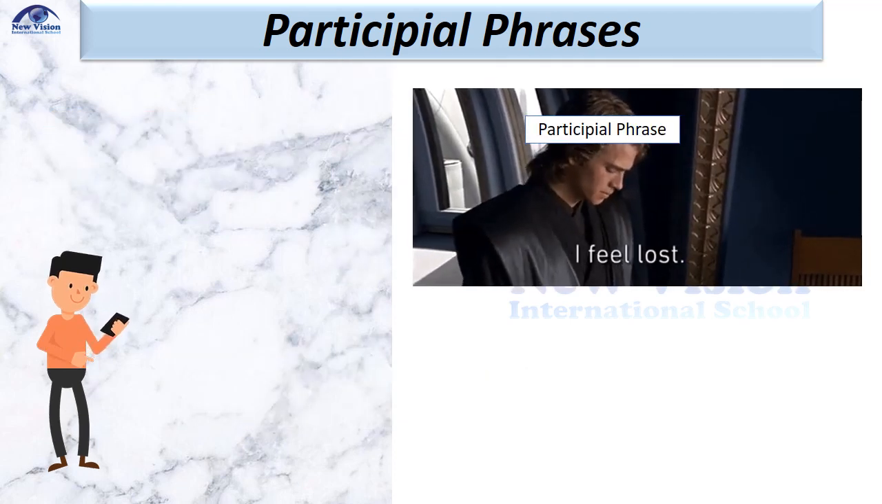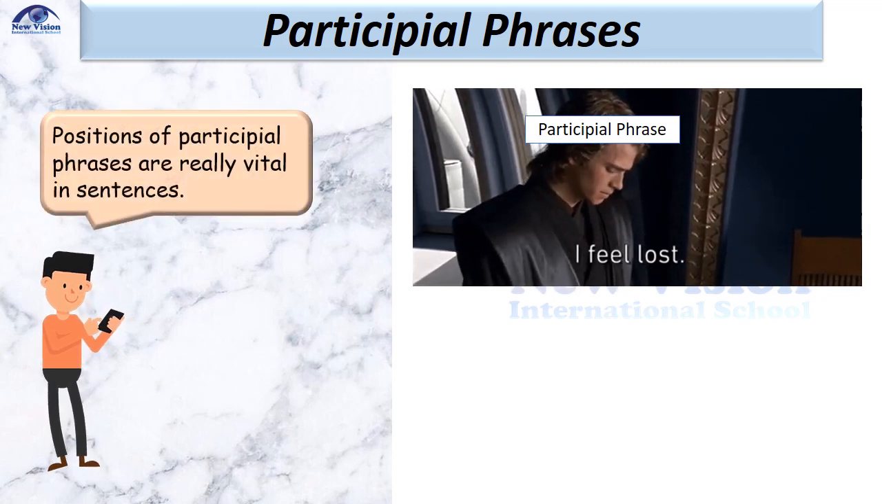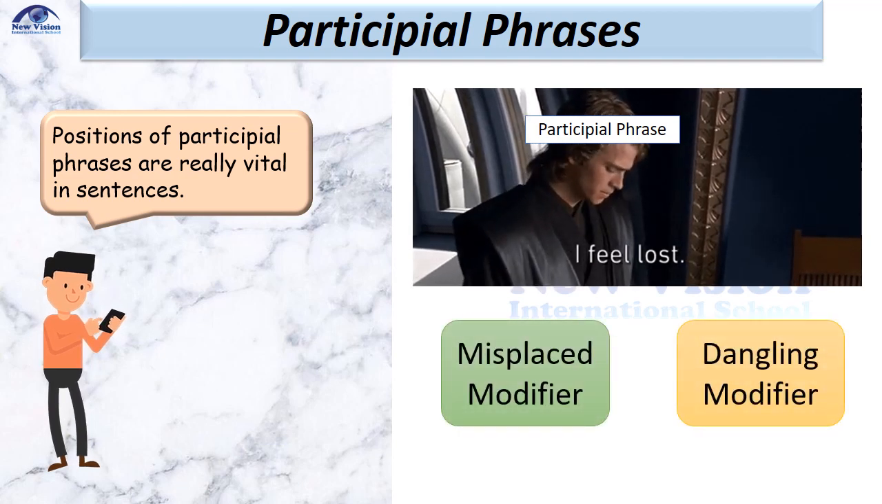When used properly, participial phrases can actually make the sentence more meaningful. But when used improperly, there goes the error. Positions of the participial phrases are really vital in sentences because if it's positioned improperly, then you may have a misplaced modifier and a dangling modifier. For those who are asking what the modifier is, this is the adjective and the adverb in the sentence. Now, participial phrases are actually functioning as a modifier, but we can't make them misplaced or even dangle on the sentence. Let's talk about them.